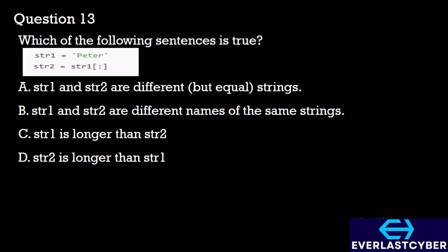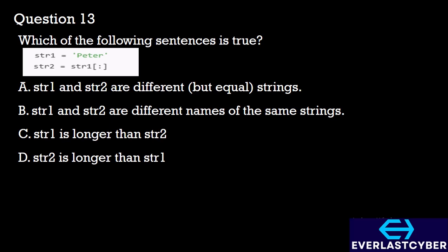Question 13. Which of the following sentences is true from the code that we have? So in the code that we have, we'll see that string1 equals "Peter" in quotation marks, and string2 equals string1 with the colon in square brackets. Looking at the options we have, option A says string1 and string2 are different but equal strings. Option B says string1 and string2 are different names of the same string. Option C says string1 is longer than string2, and option D says string2 is longer than string1.